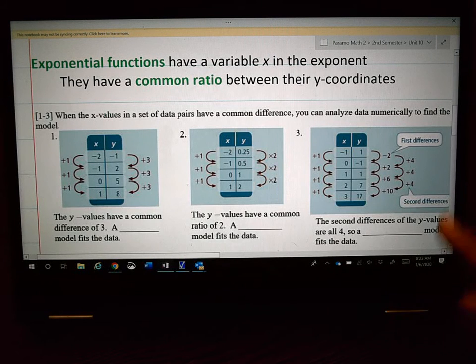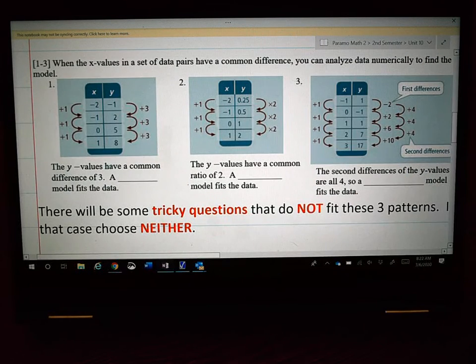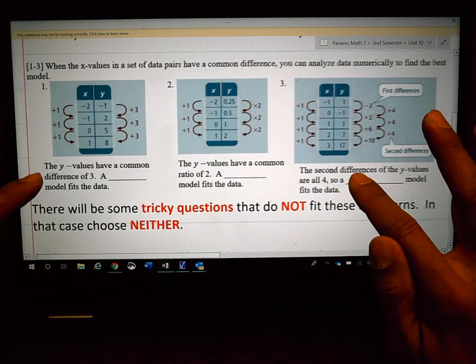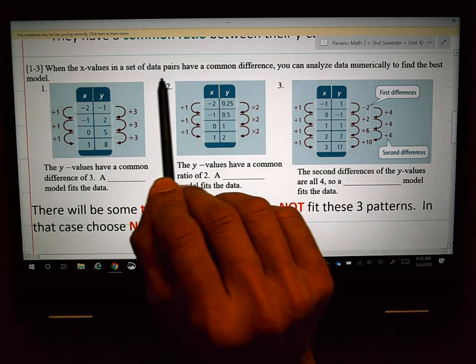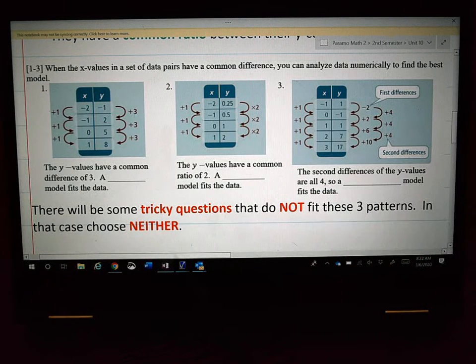So, you have this somewhere in your notes. I believe it's on the right-hand side of your column. It might be the second thing that's down below your graphs. That's what I'm looking at right now. Here's what it says. When the x values in a set of data pairs have a common difference, you can analyze the data numerically to find the best model.